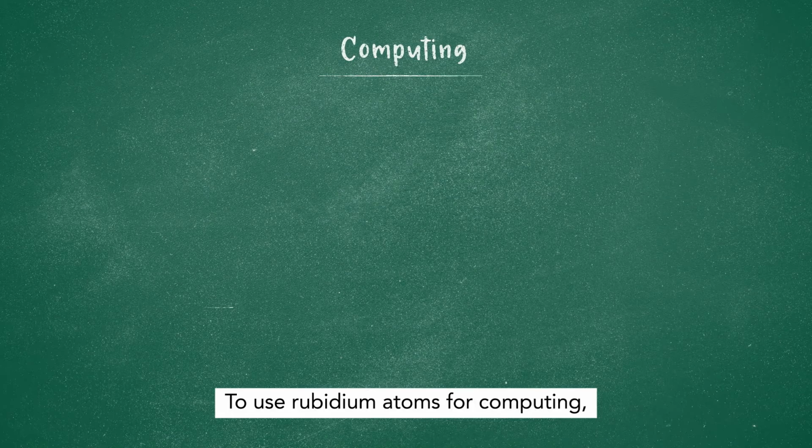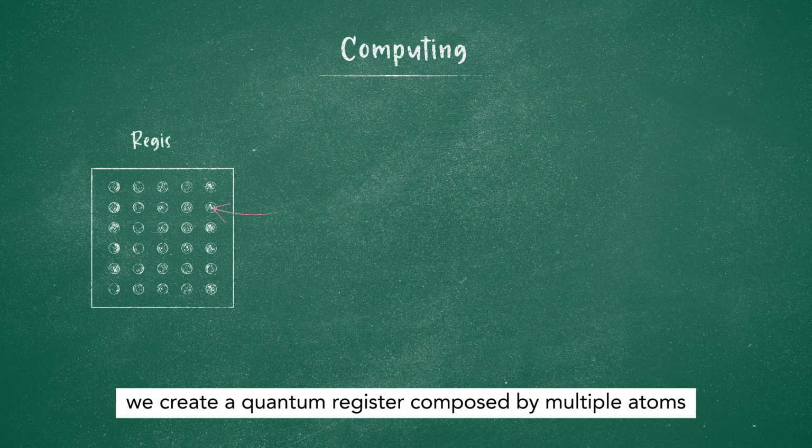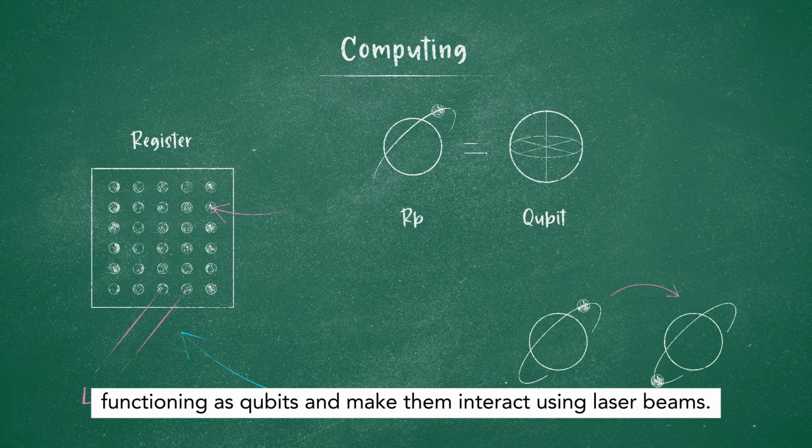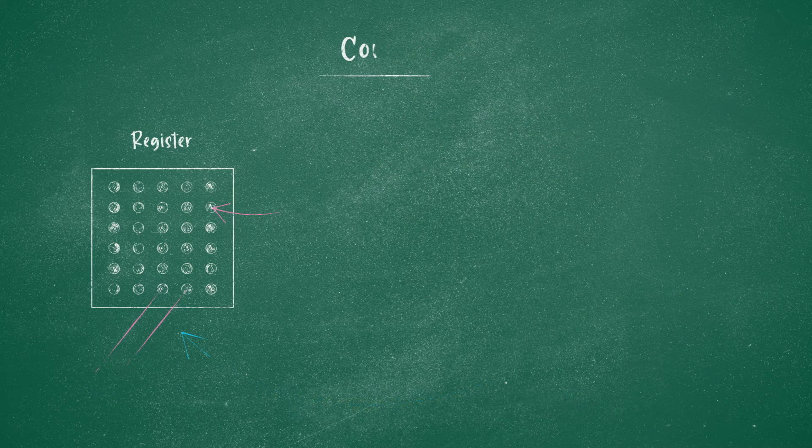To use rubidium atoms for computing, we create a quantum register composed of multiple atoms functioning as qubits and make them interact using laser beams. Let's see how it works step by step.